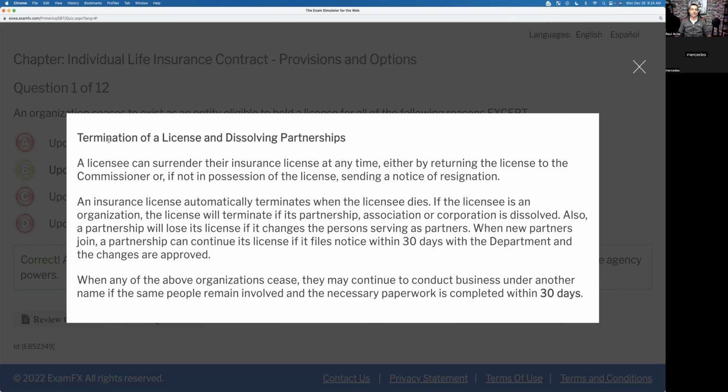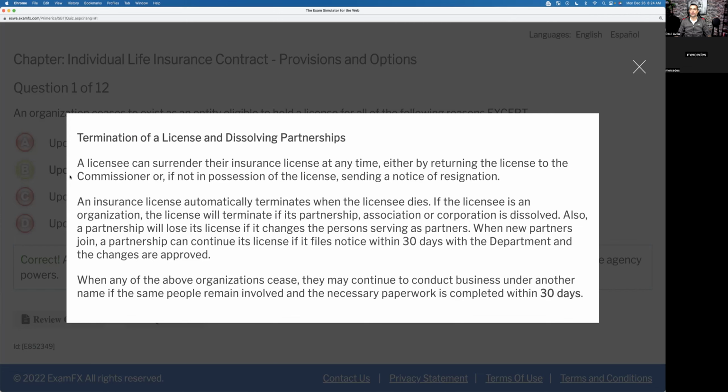All right, so termination of license and dissolving partnerships. A licensee can surrender their insurance license at any time, either by returning the license to the commissioner or, if not in possession of the license, sending a notice of resignation.